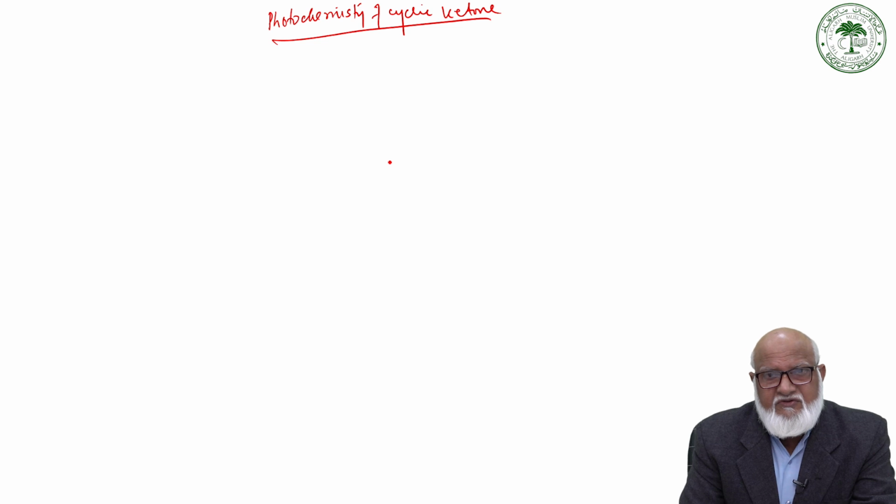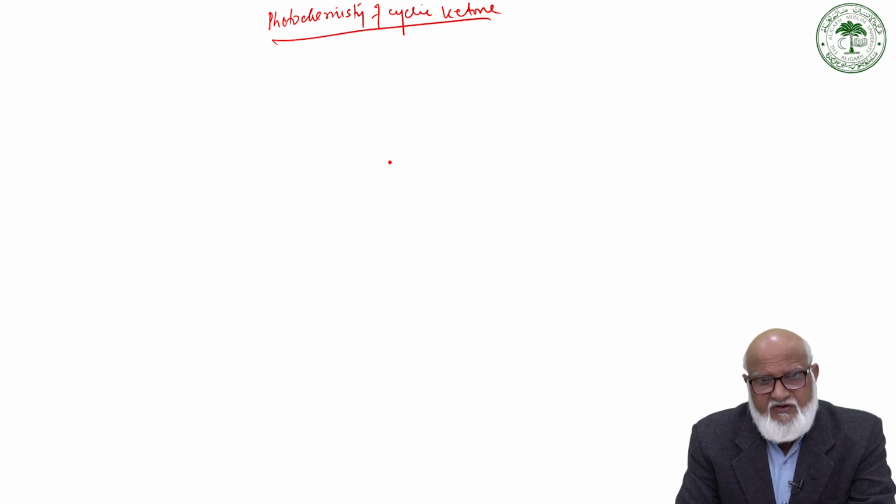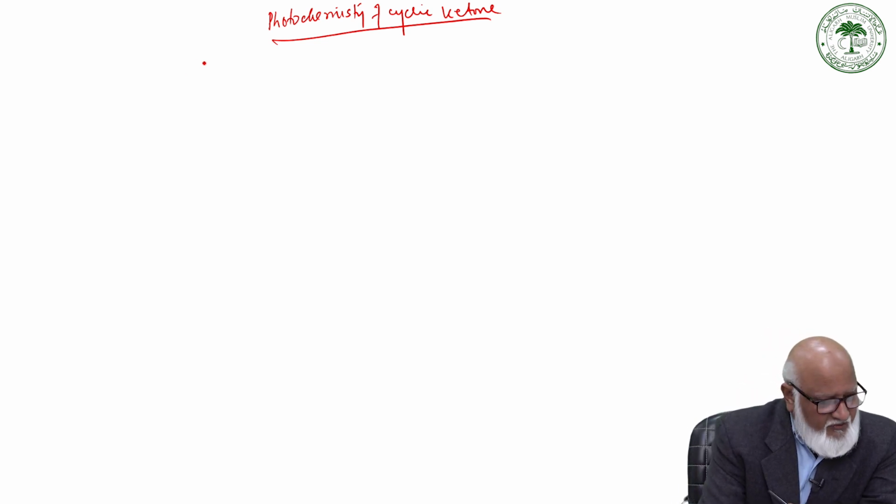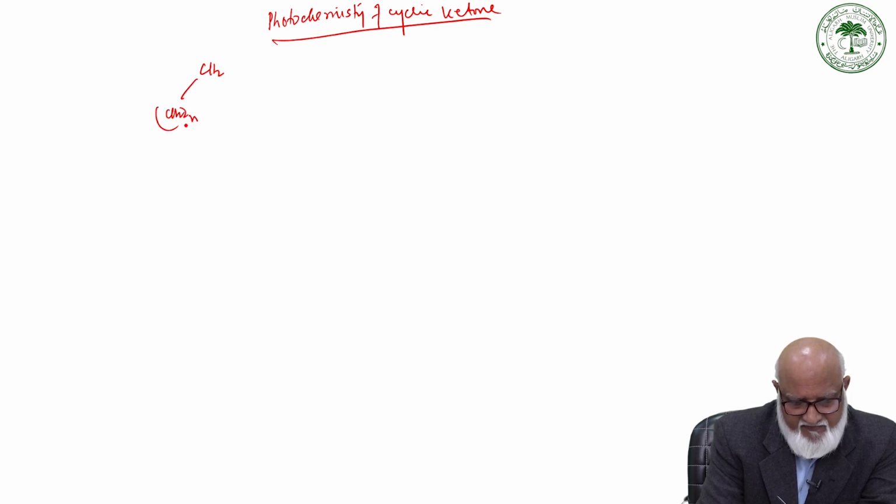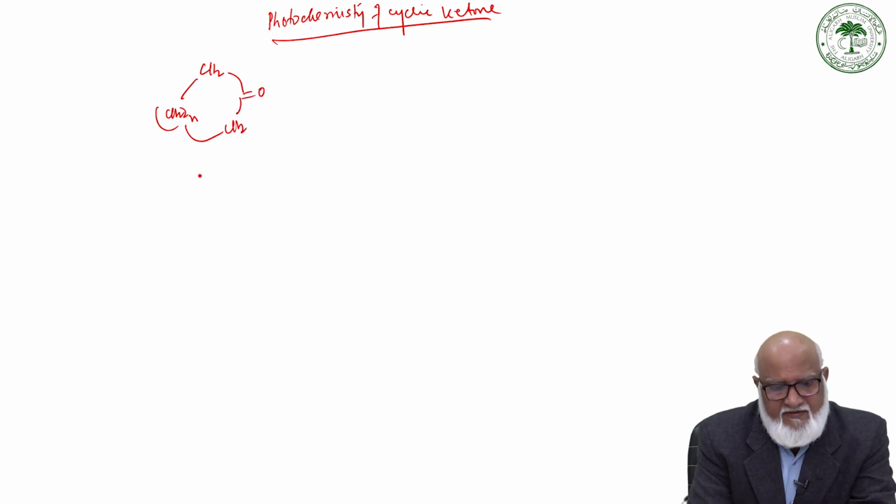Photochemistry of cyclic ketones has already been discussed, and a few examples have been looked at. We will look at a few more examples. If we have CH2, (CH2)n, CH2, and then C double bond O, this is a cyclic ketone. n could be 1, 2, 3, 4.